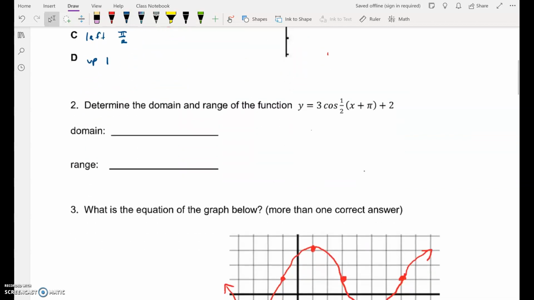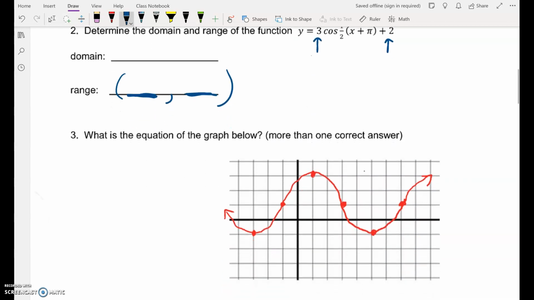All right. Domain and range. We talked about what the domain is every time. The range, remember, it's the lowest value that the graph touches to the highest value. And the way you do that is you look at the amplitude and the vertical shift.